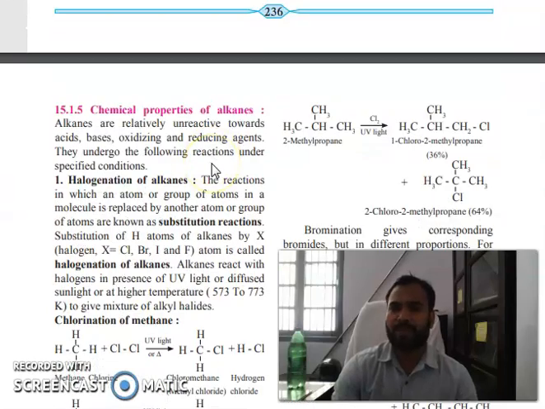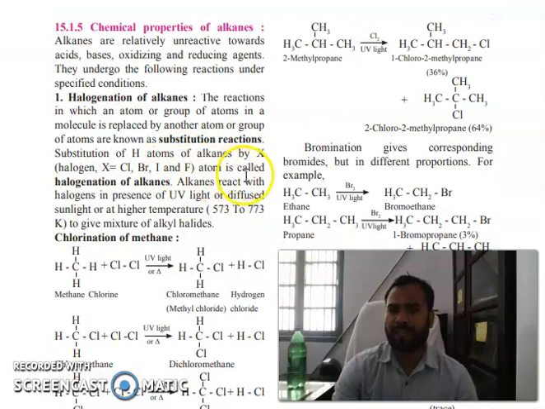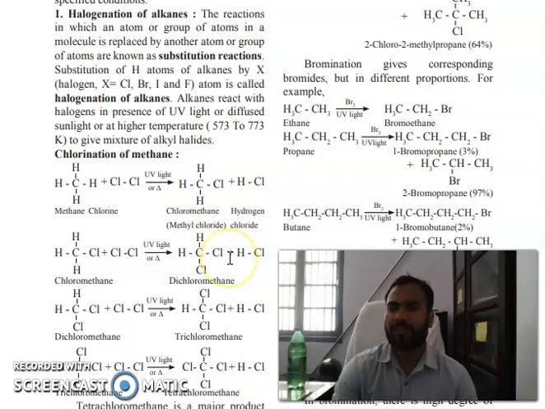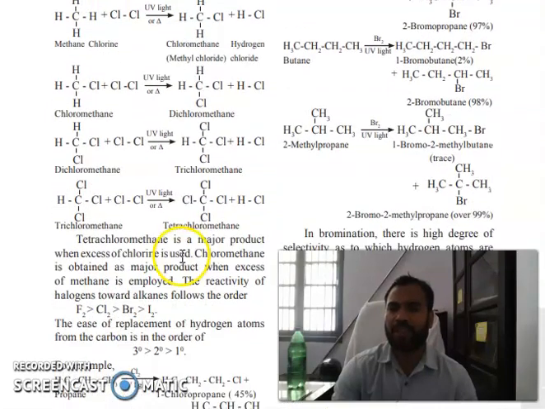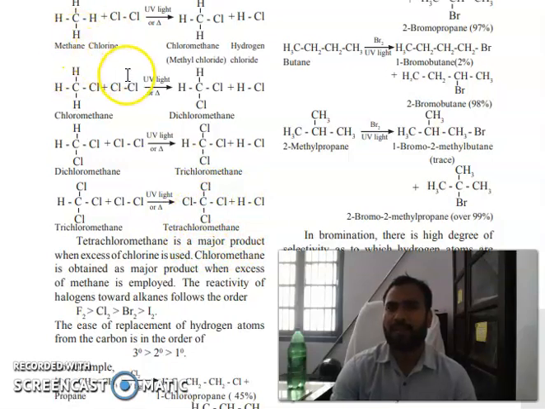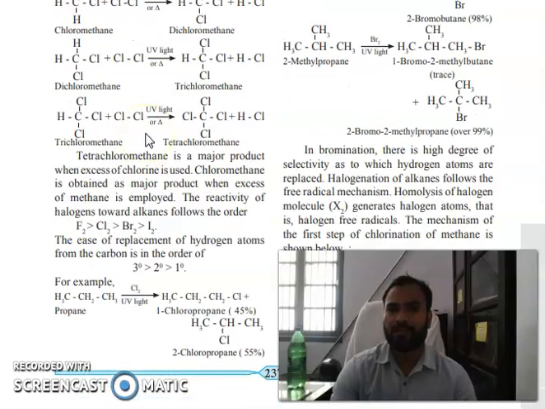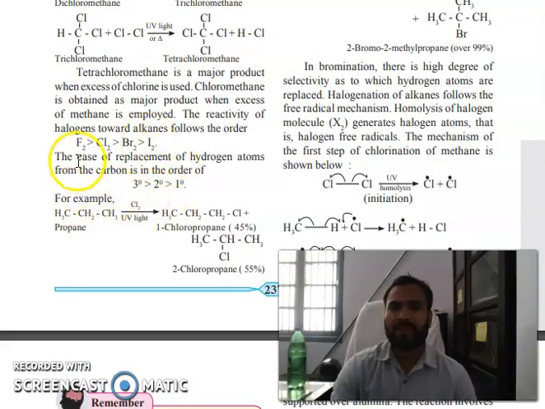Now chemical properties of alkane. So halogenation of alkanes. Halogenation means how you will add halogens. So this hydrogen is replaced with chlorine. This chlorine and another hydrogen. So this hydrogen is further replaced by chlorine in the presence of UV light. And finally, 4 hydrogens are replaced by chlorine. So tetrachloromethane. You can synthesize this compound starting from methane. So this is the order.